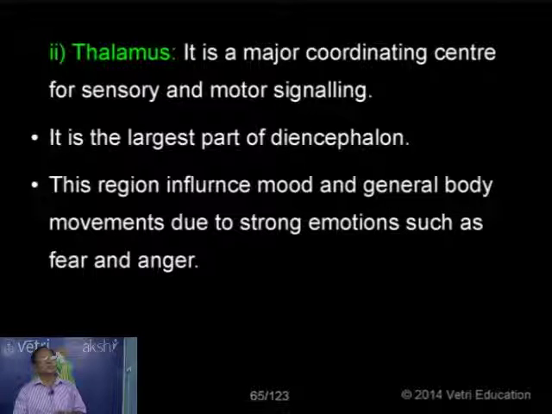So the thalamus is responsible for influencing the mood and the general body movements due to strong emotions like anger, fear, etc. As a result of these emotions, body movements occur: tremor of the body, shaking of the body, shivering of the body, all because of the effect of the thalamus.